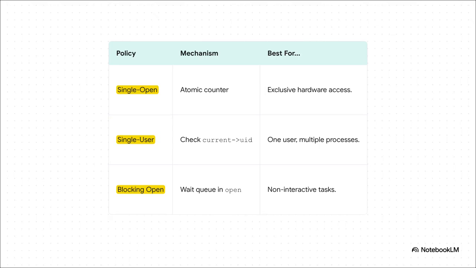Or you could go with a more flexible single user policy. Here, you check the user's ID, which lets that one user open the device as many times as they want while blocking everybody else. You can even get fancy and make the open call itself block, putting any new processes into a wait queue until the device is free.